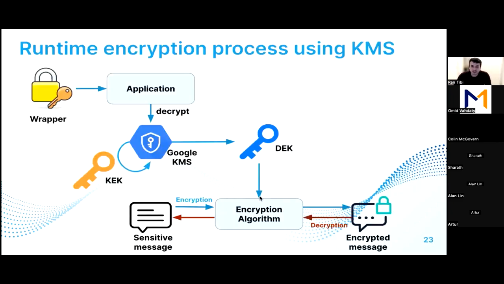And now, once we have the wrapper, this is how the encryption process looks like. The application gets the wrapper and asks KMS to decrypt the wrapper using the URI to the KEK. It doesn't hold the KEK itself. The KEK itself is stored securely in Google KMS. The application only has the URI to the KEK. If the application has the right permission, Google KMS will decrypt the wrapper and will return the DEK to the application. And once the application has the DEK, it can encrypt or decrypt the data as it did before.